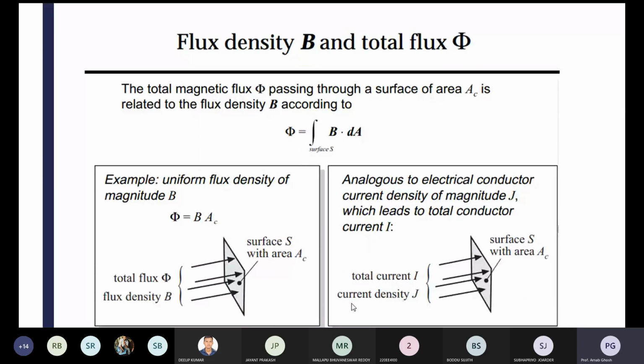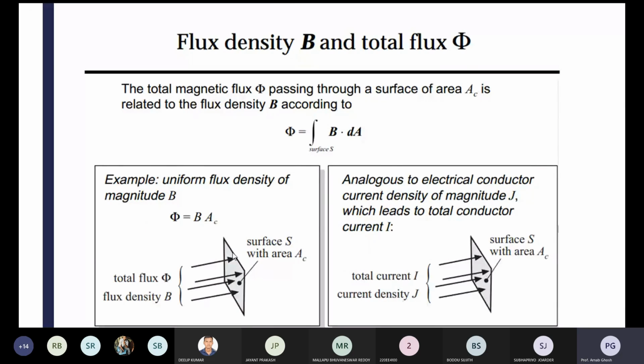So if you want to calculate phi, you have to integrate that value: the integral over surface S of B dot dA. The total magnetic flux phi passing through the surface of area AC is related to the flux density B according to this function. These are all concepts from the UG level. I am just recapping that portion, so that you can directly integrate and get the total flux. For example, for uniform flux density of magnitude B, phi equals B into AC, where AC is the total cross-sectional area.